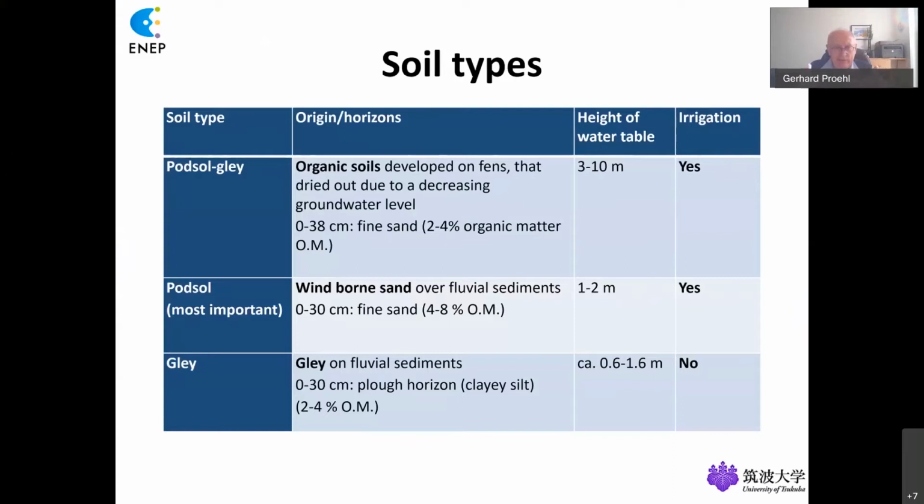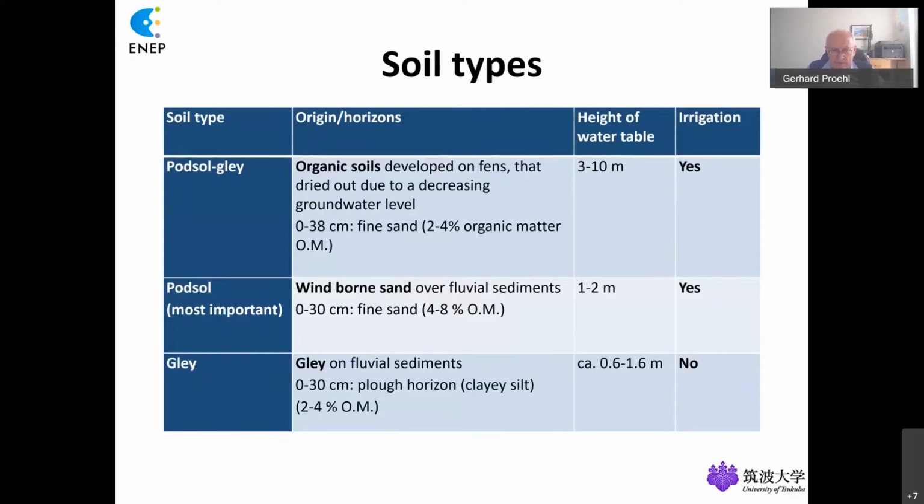The soil types we have are clay soils and organic soils, which developed on rocks and which were dried out. The height of the water table here is about 3 to 10 meters. And usually, also in current days, these soils require irrigation.